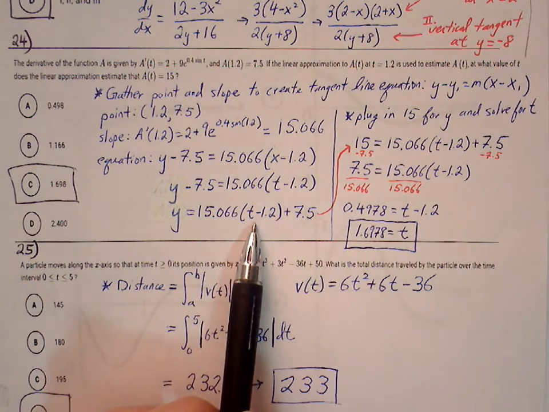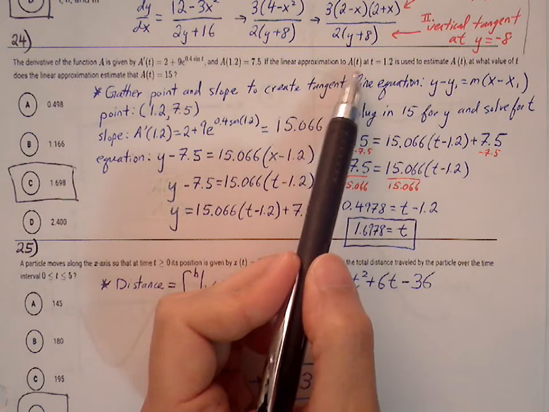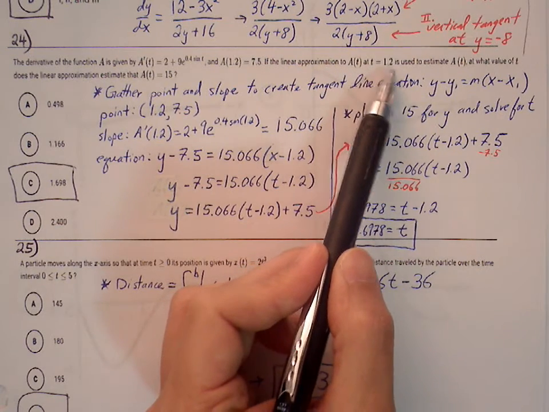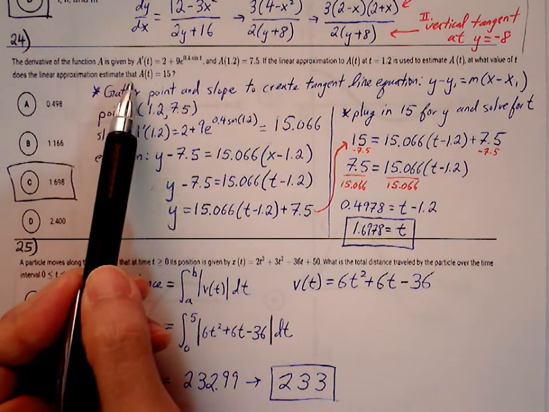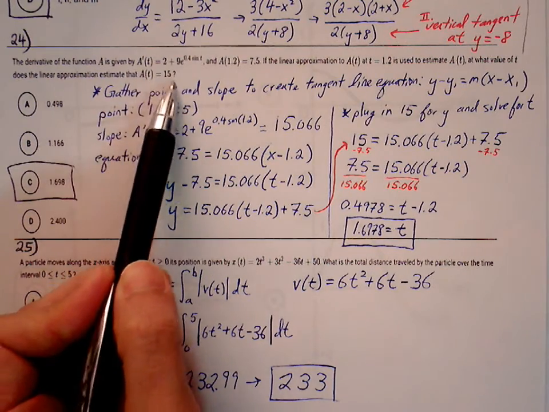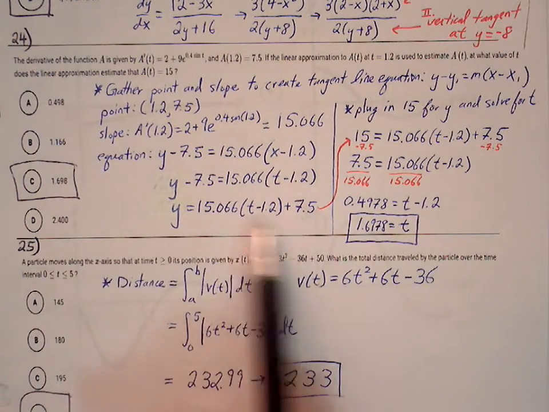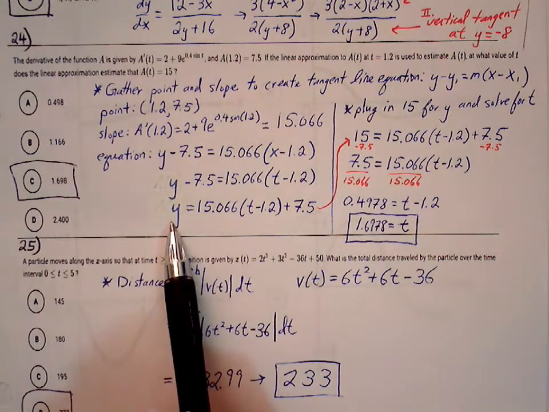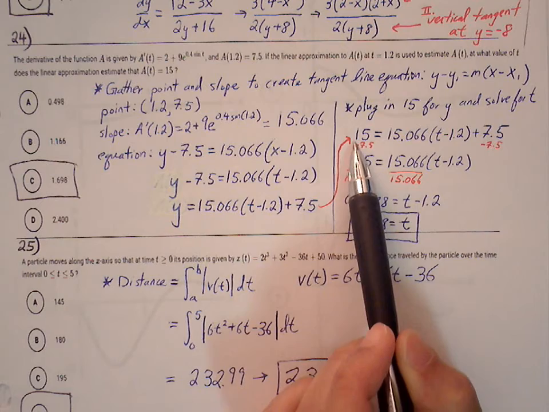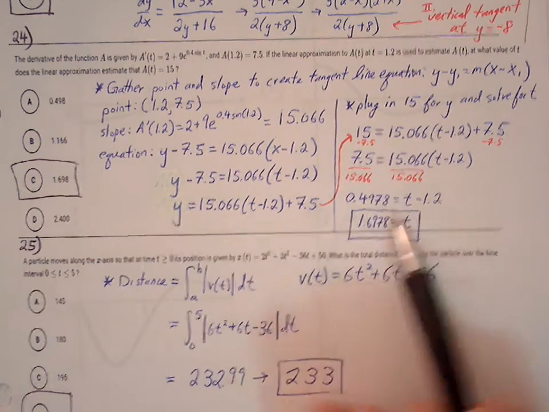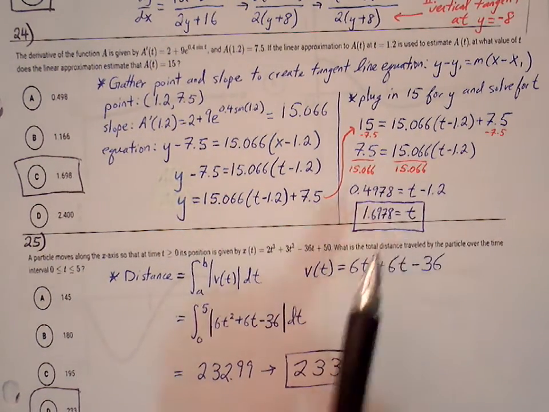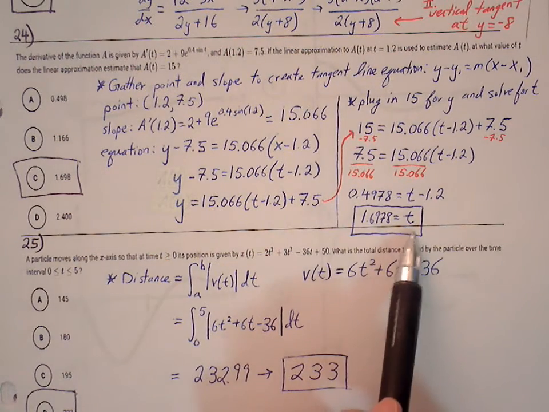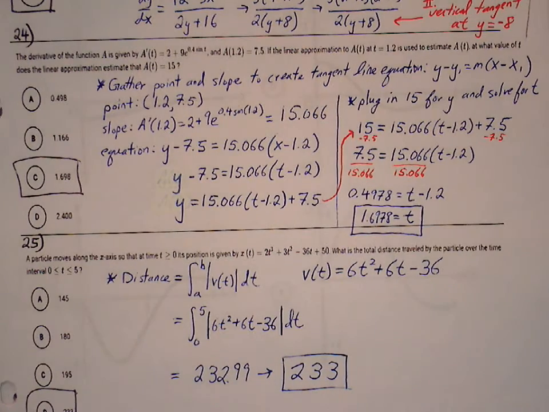Now we want to use this linear equation. It says if the linear approximation at t equals 1.2 is used to estimate A of t, at what value of t does the linear approximation estimate that A of t equals 15? So we basically want to use this linear approximation to figure out at what t value y is going to be 15. So we can just put 15 in for the y, and then algebraically solve for t. So we can subtract 7.5, divide the 15.066 over, add the 1.2, and that will leave us with t by itself. So t equals 1.6978.